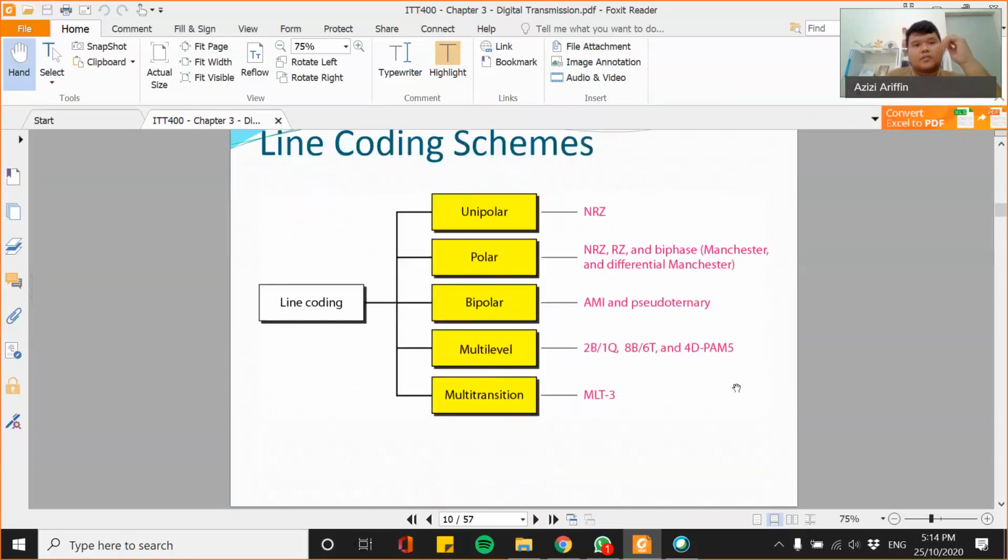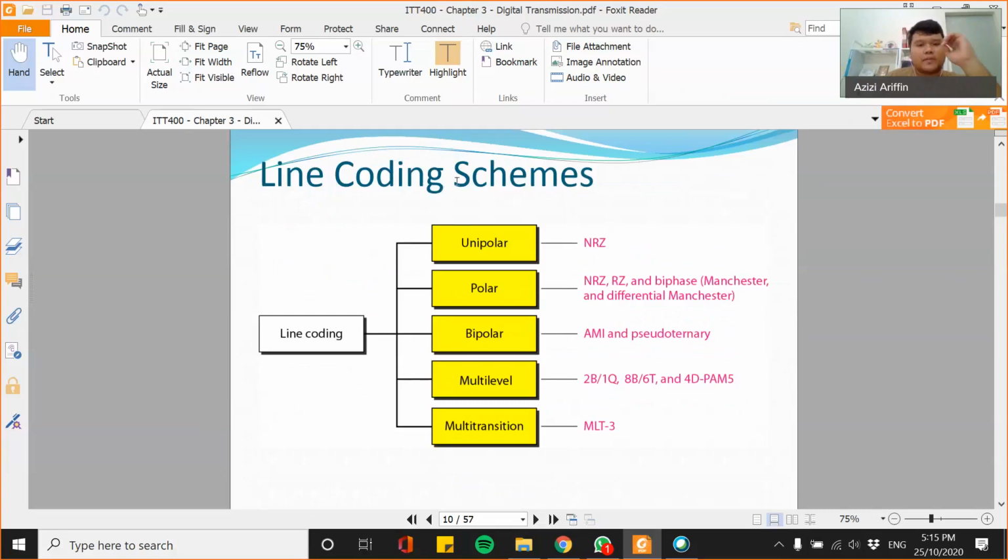Okay. So the line coding, we have several schemes. This is the encoding, how we represent the data, the ones and zeros, in the digital signals, right? So for line coding, the first type is the unipolar type. The example of the implementation of unipolar scheme is NRZ, non-return to zero. For polar, we have non-return to zero or return to zero. Biphase, we have Manchester and differential Manchester. For bipolar type, we have AMI or pseudoternary. For multi-level, we have 2B1Q, 8B6T, 4D-PAM5. For multi-transition, we have MLT-3. So here, the most famous ones are Manchester and differential Manchester.